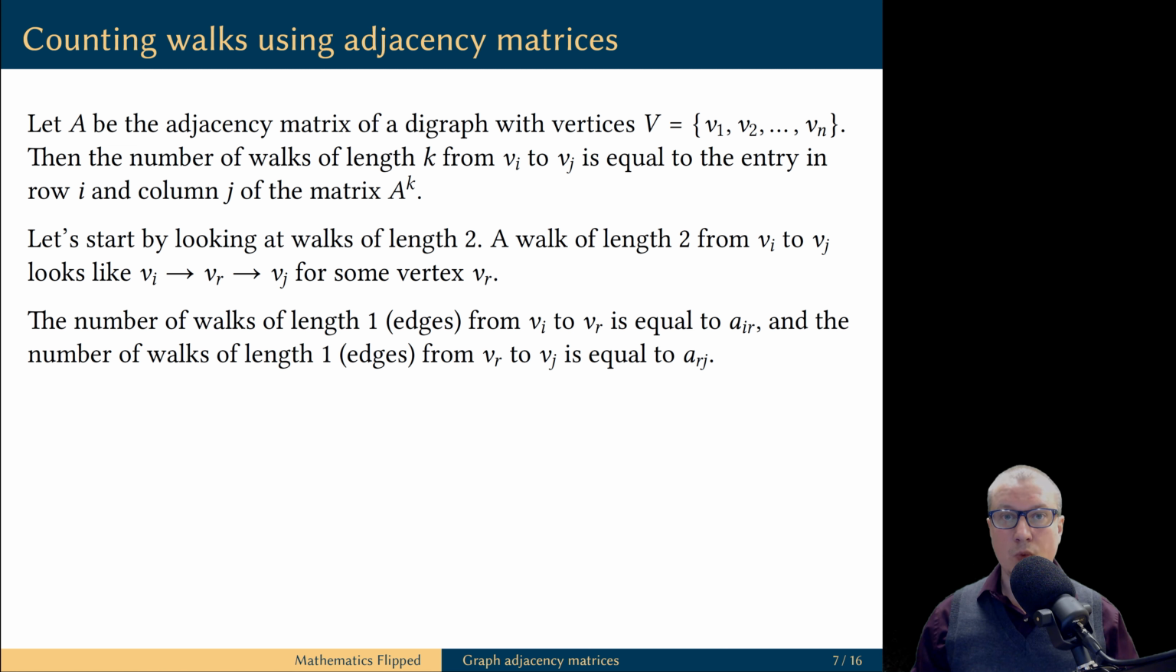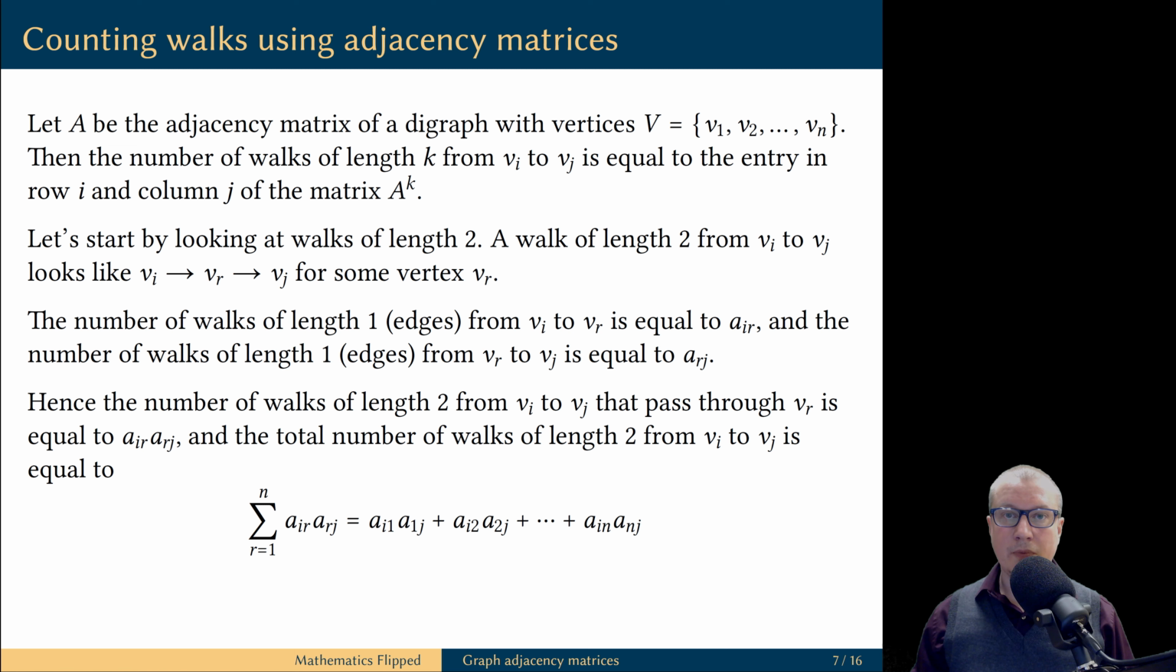The number of such walks is the number of directed edges from vr to vj, and this number is the same as the entry in position rj of the adjacency matrix. This number is either 1 if there is an edge or 0 if there is no edge.